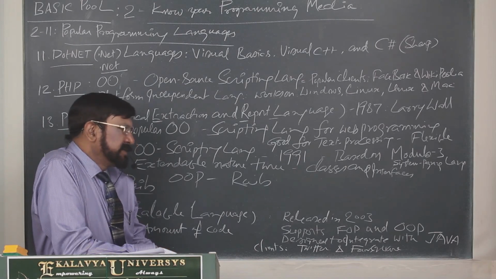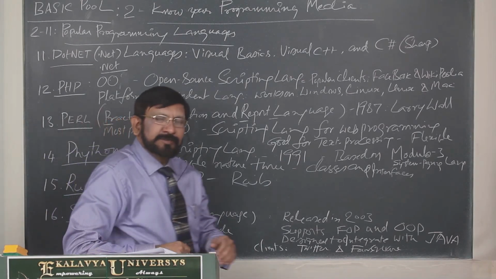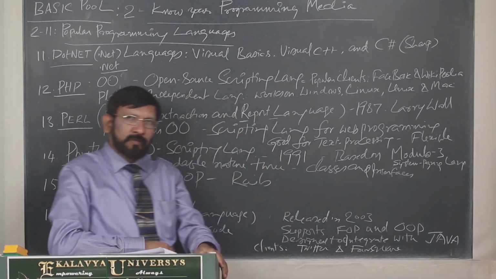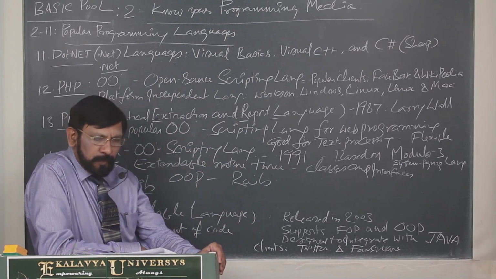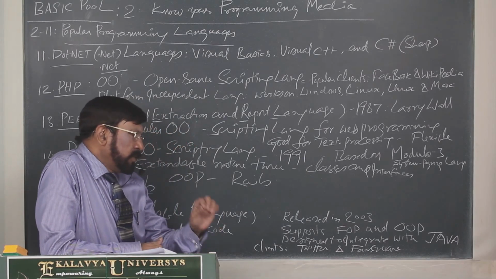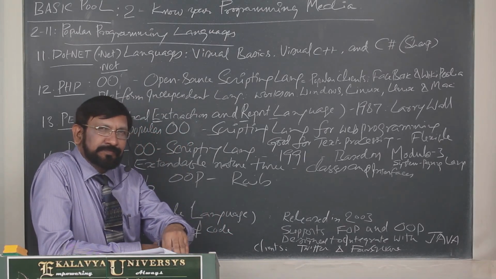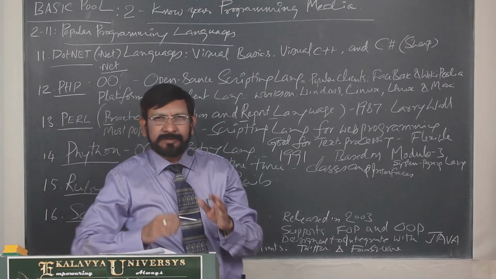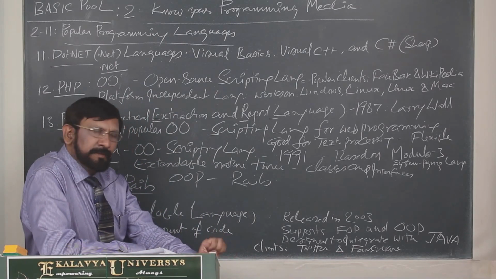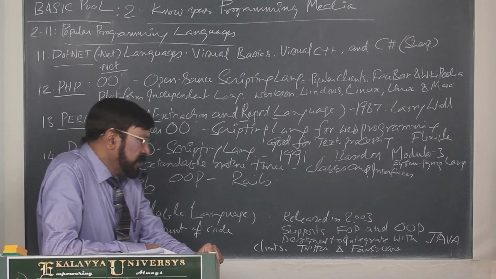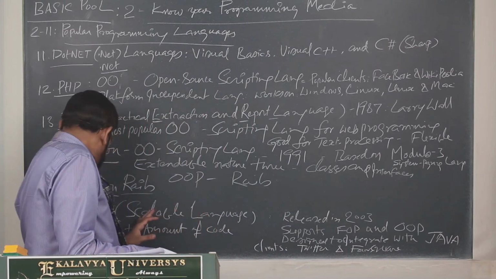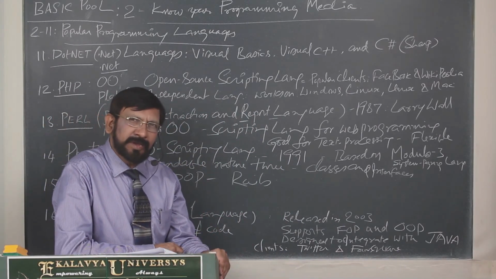It was released in 2003, and its specialty is that, like C++, it supports both FOP and OOP. It is designed to integrate with Java. Understand? It is mainly designed to integrate with Java, and the main clients of this are Twitter and Foursquare.